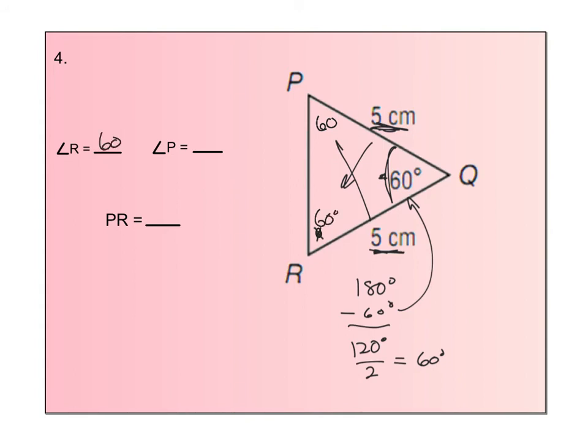So this is actually, while it appears to be an isosceles, it's actually an equilateral, which means that this last side is going to be 5 centimeters. Okay, moving on.